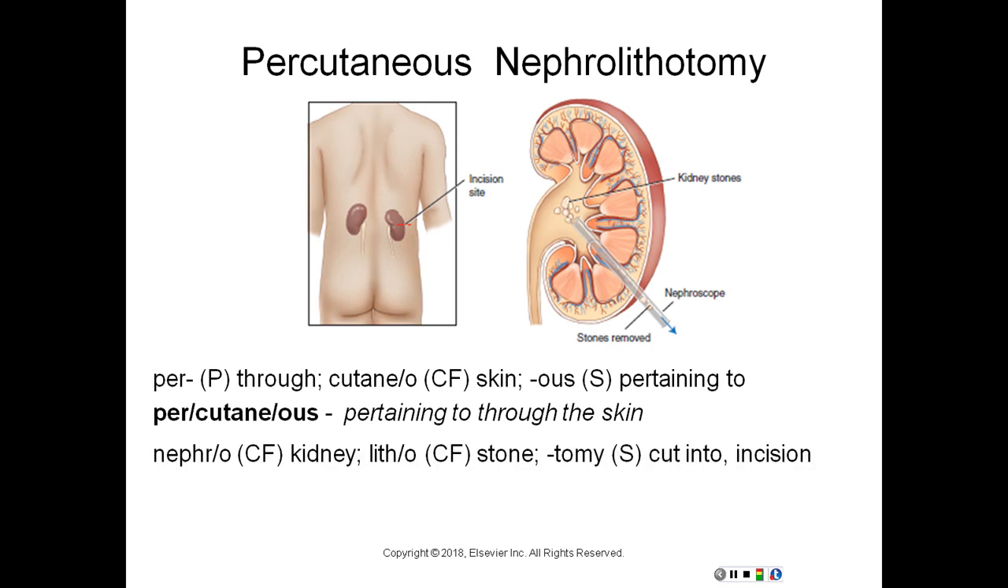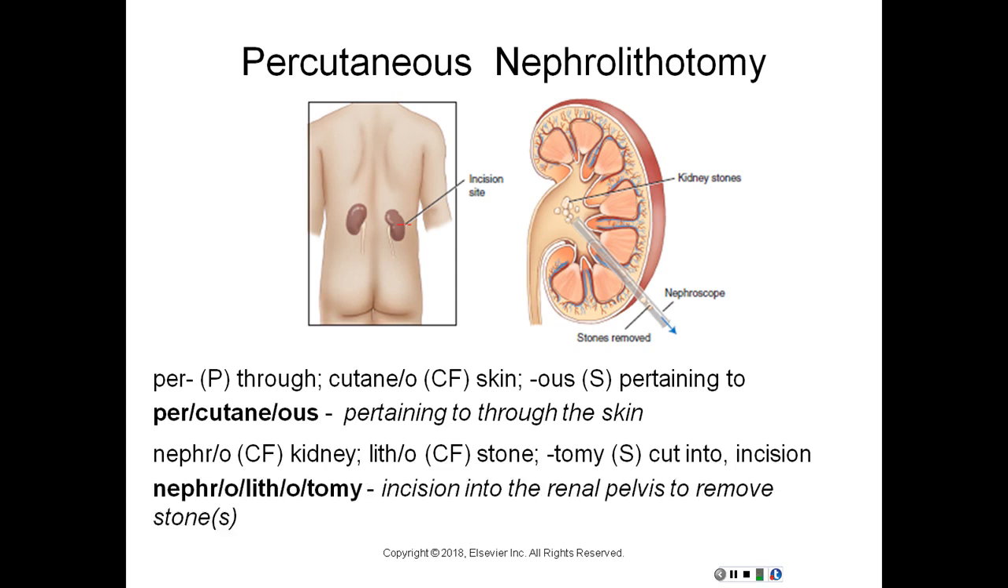And then nephro is a combining form meaning kidney. Litho, another combining form meaning stone. And then again, otomy is just easier to say, but tomy is cut into or incision. So here it is analyzed completely, so incision into the renal pelvis to remove stones.